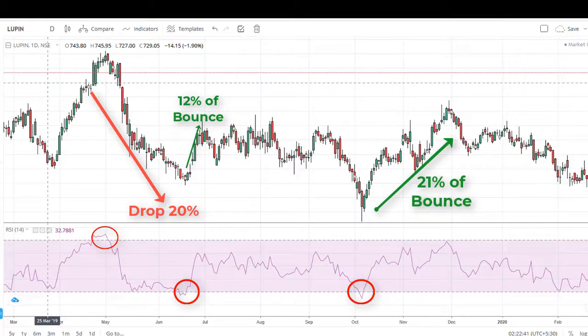So this is how RSI works. However, RSI can also provide some false signals. To reduce that, most traders combine RSI with MACD.